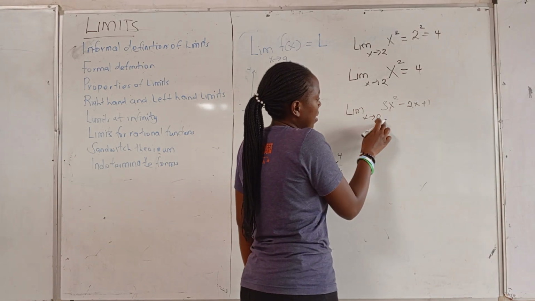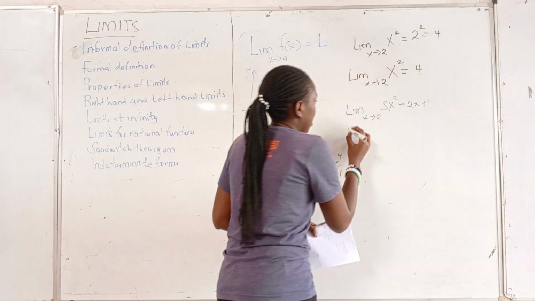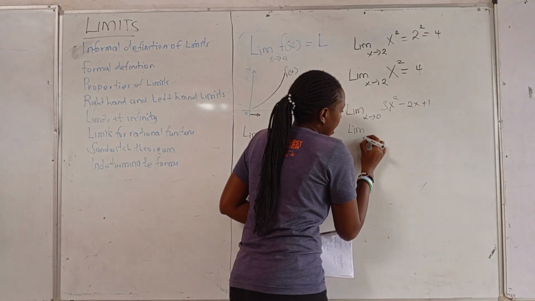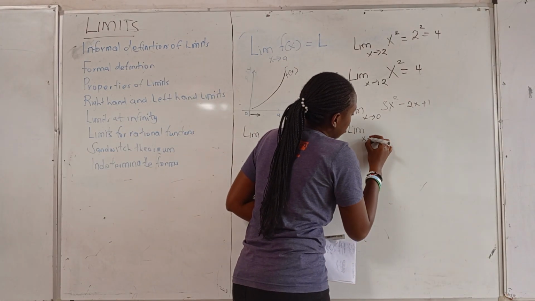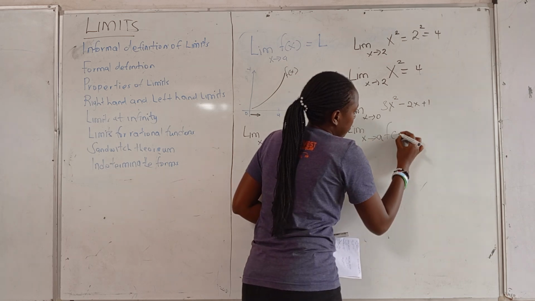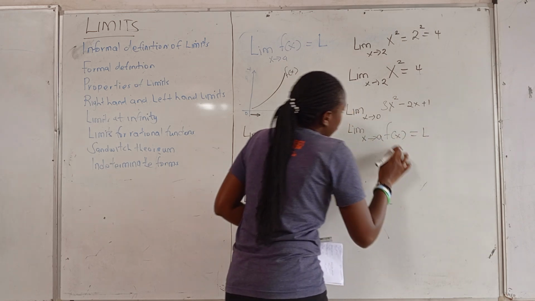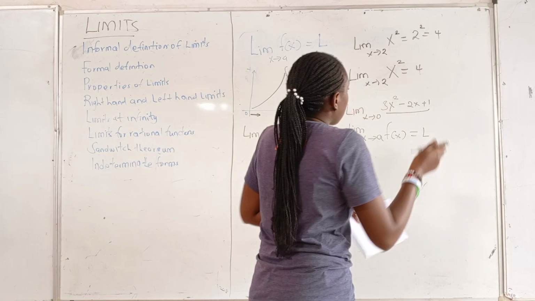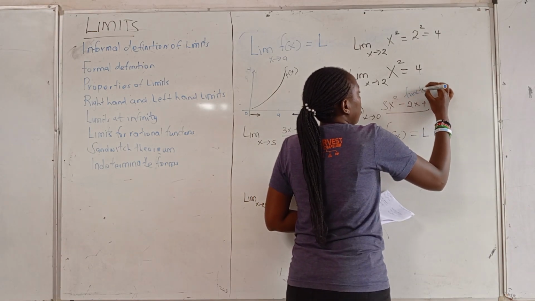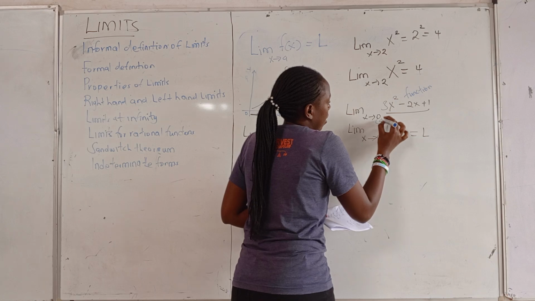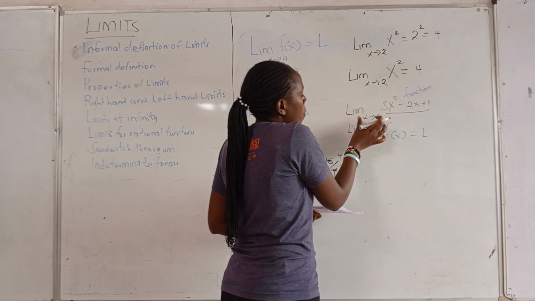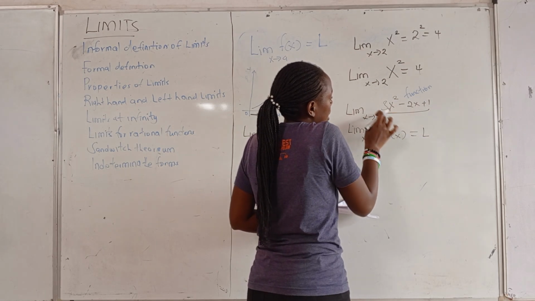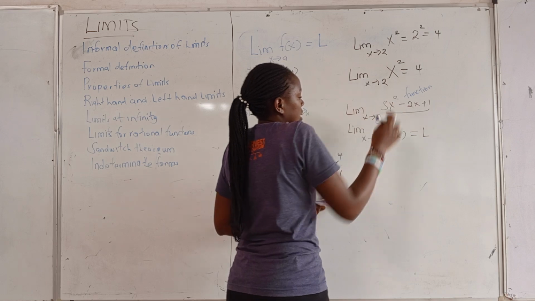Okay, let me try to explain it a little bit further. So our statement in the first place was the limit as x approaches a of f of x is equal to L. So this is our function, and this is our a. So for us to get the limit, we have to make x approach a, which is 0. That's why we are replacing it with 0.